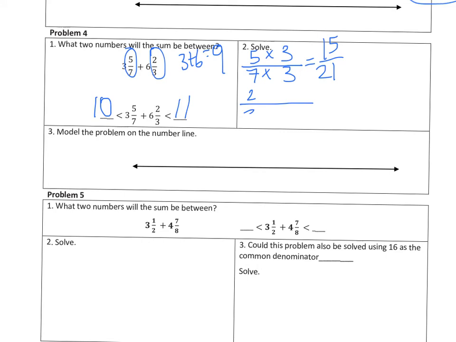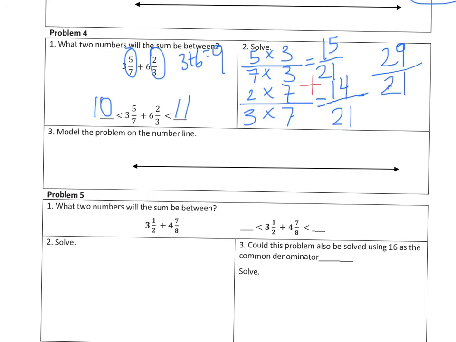All right, how about those thirds? 2/3. Now to make thirds into 21sts, we're multiplying by 7. Did it to the bottom, got to do it to the top. 2 times 7 is 14. So 14 21sts plus 15 21sts is going to be 29 21sts. There's an ugly improper fraction.